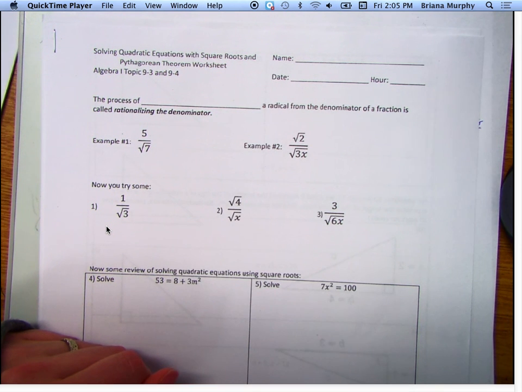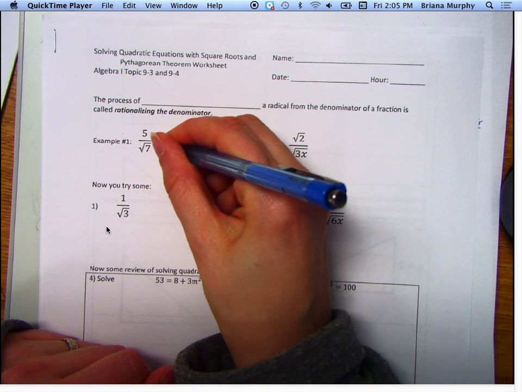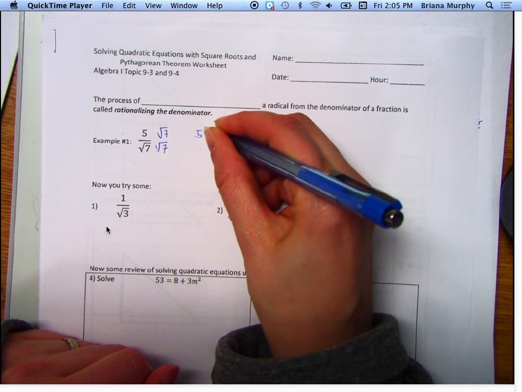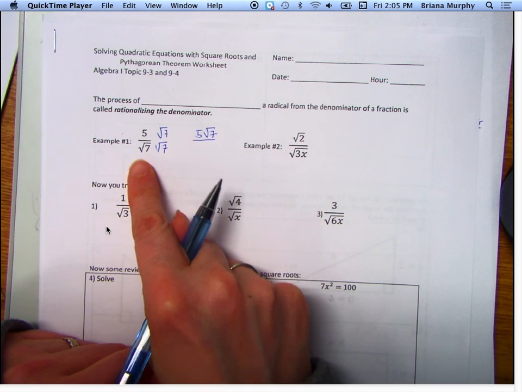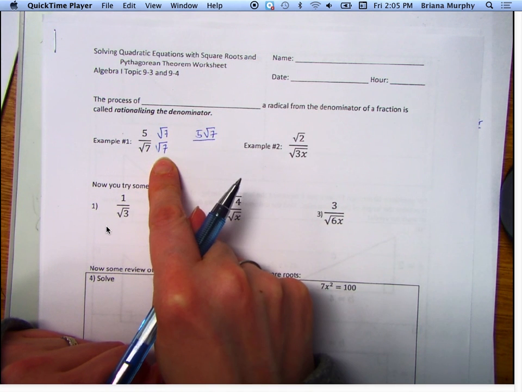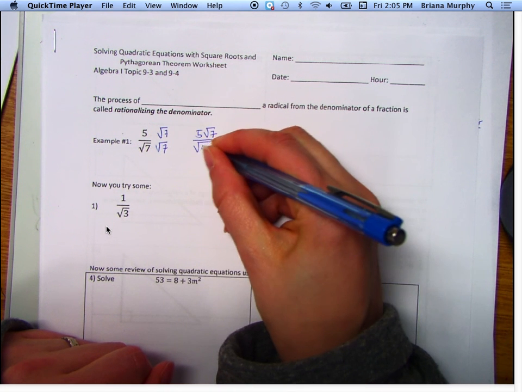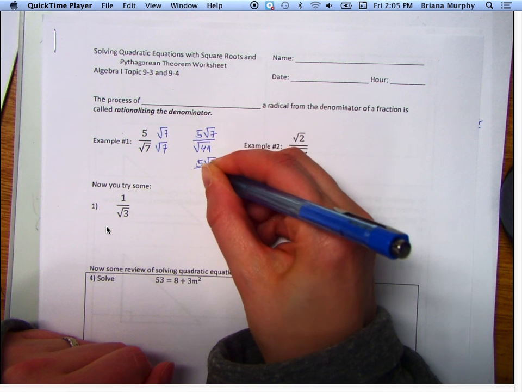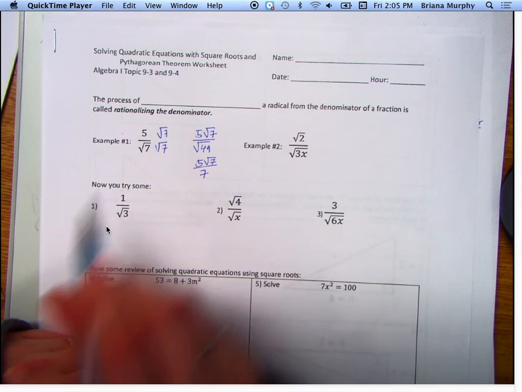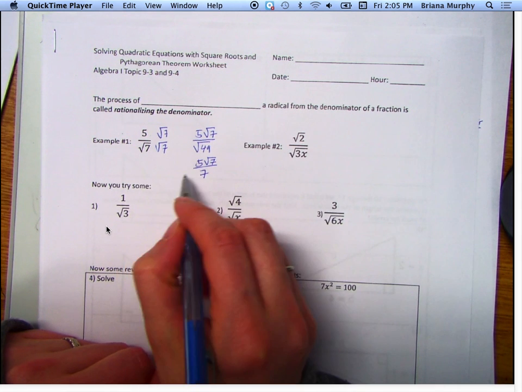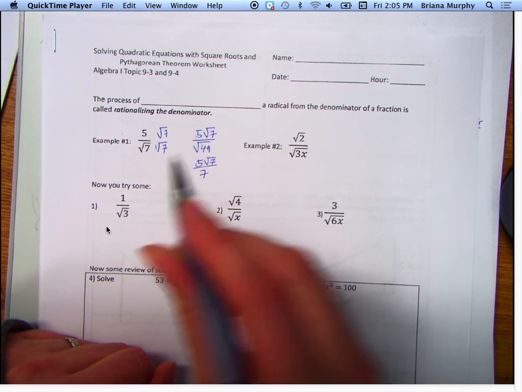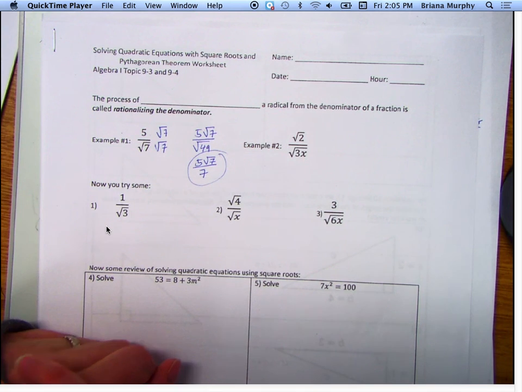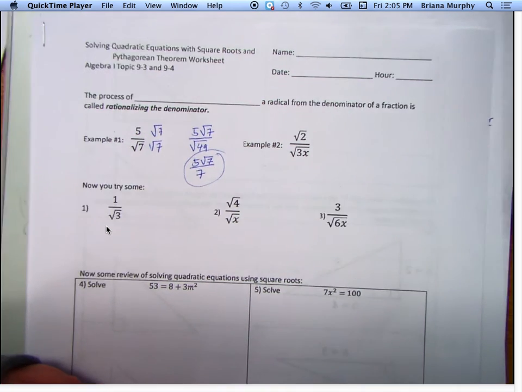So what we do to get rid of it is we multiply the bottom and the top by the square root of 7. So I get 5 square root 7 over, what's 7 times 7? 49. And what's the square root of 49? 7. 5 square root 7 over 7. Do you guys see, when I multiply a square root by itself, it's just the number inside the square root? That's going to be true every time, so we can skip this stuff and we have one less thing to do. We just do number 2 then.